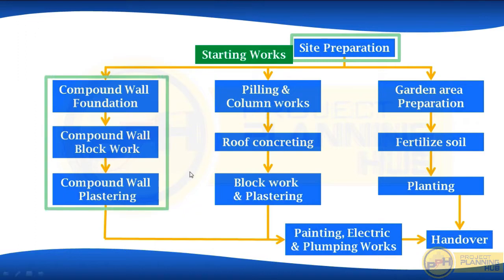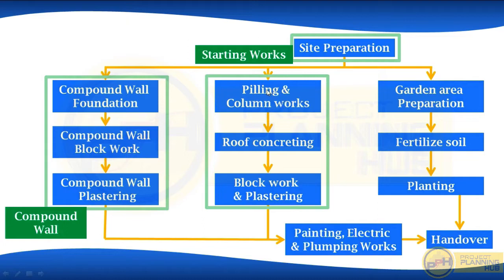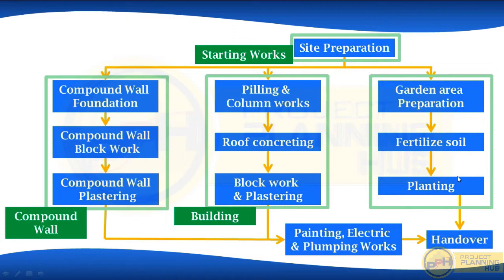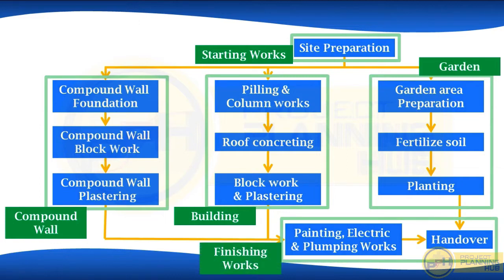Next, these three activities which are related to compound wall. Let's put these three activities in a group called compound wall. Next, these activities, piling, column works, roof concreting, block work and plastering. Let's put these in a group building. Okay. These activities, garden area works. Let's put these activities in a group garden. Now the last two works, painting, electrical, plumbing works and handover works. Let's group these two activities as finishing works. Okay. So two activities in finishing works group.